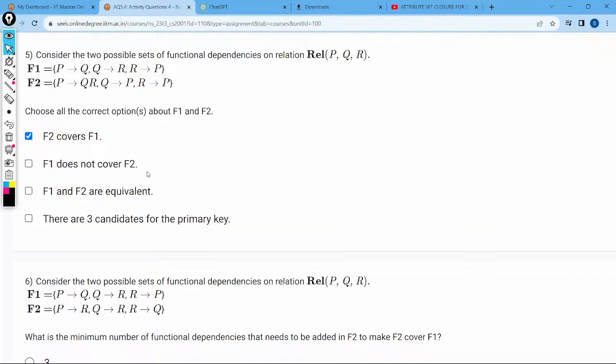Yes, even let me check. Does F1 cover F2? For F2 to be covered, what F2 says is everything is related to everything. It is basically a circle. You can reach from any point in the graph to any other point in the graph. So you can reach from Q to P, Q to R, P to Q, P to R. You start anywhere, you can reach anywhere. That's what F2 is all about. Is F1 the same? From P you can reach Q, and from Q you can reach R, and from R again you can reach P. So yes, this is a circle, meaning you can start anywhere and end up anywhere. So F2 does cover F1 and F1 does cover F2, meaning that F1 and F2 are equivalent.